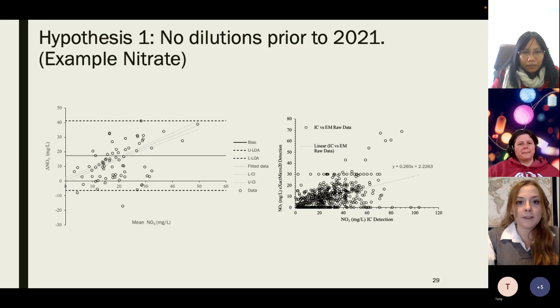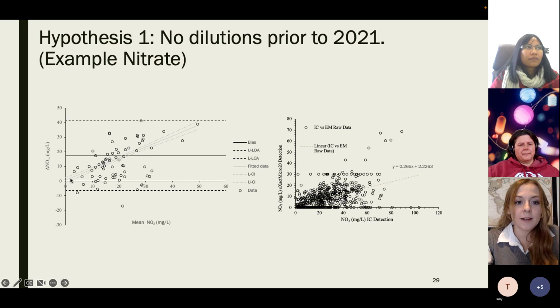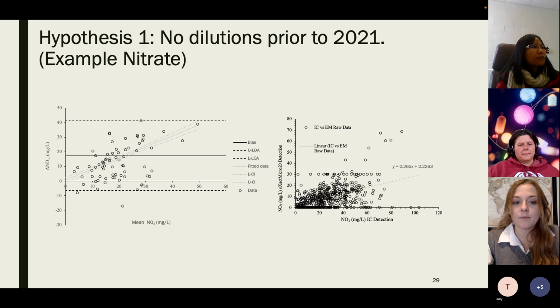So the first hypothesis is that it's due to having no dilutions prior to 2021. Using an example, I thought nitrate was the best way to demonstrate this. This first graph on the left, what we're looking at is the mean plotted over the difference. And then we have 95% confidence intervals placed relative to the bias of the established method. If the two technologies agree, most of these data points we would want to see within these 95% confidence intervals, but we're not getting that with our graph or with our data.